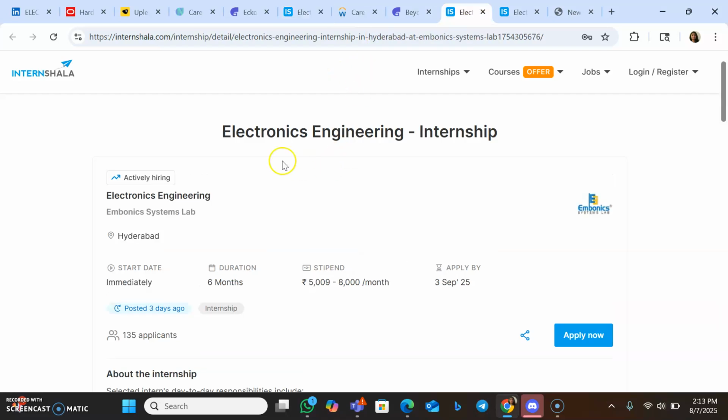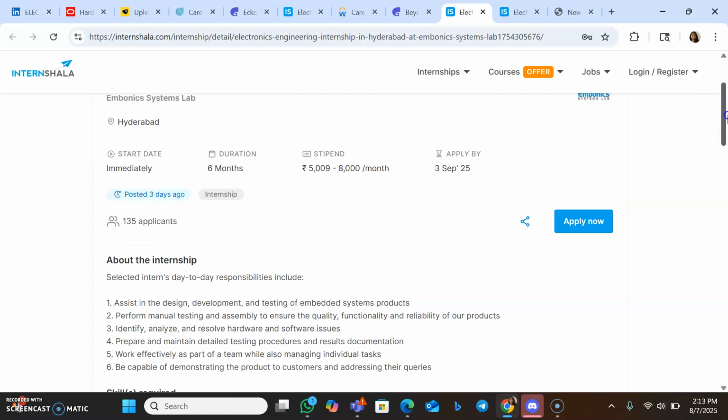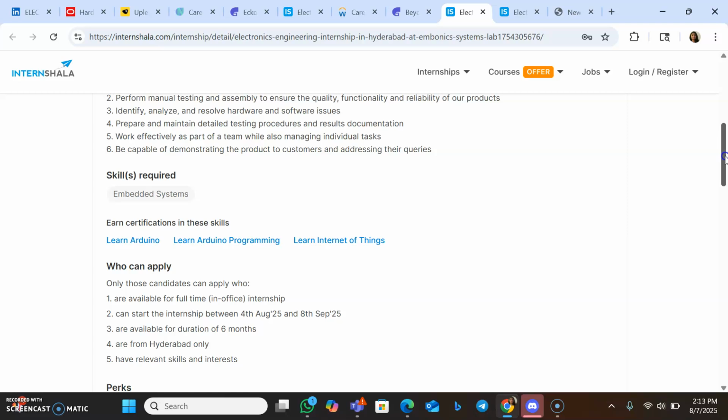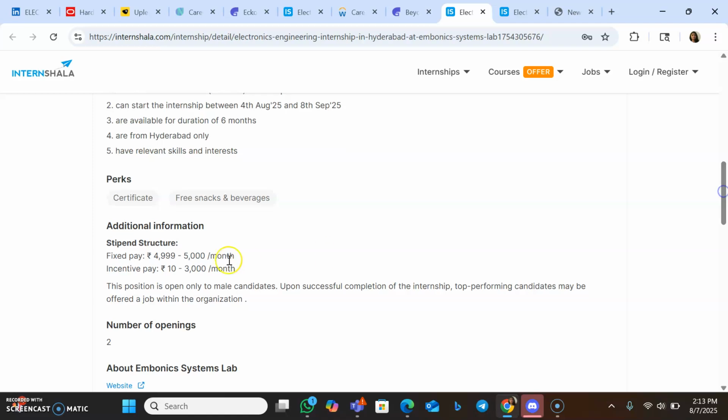Next one is also an electronics engineering internship, from Embonics Systems Lab. Duration 6 months. The stipend is approximately 5,000 to 8,000. Apply by 3rd of September. The skill required is embedded systems. They have given all the important details here regarding the perks, who can apply, everything.